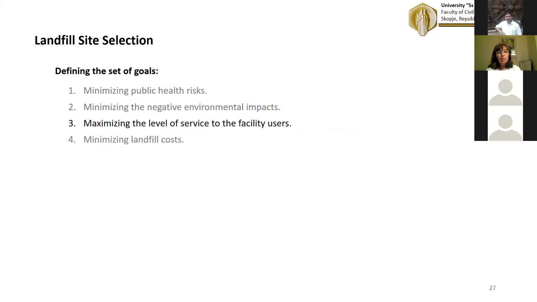Well, the third set of goals is maximizing the level of service to the facility users. It's very interesting to know that this goal can be achieved when the landfill site is closer to the producers, closer to the settlements. But if we go back to the first goal, minimizing the public health risk, if we want to achieve this goal, we have to set the landfill site as far as possible from the waste generation centers, like urban and rural areas. And the fourth set of goals is minimizing the landfill costs.